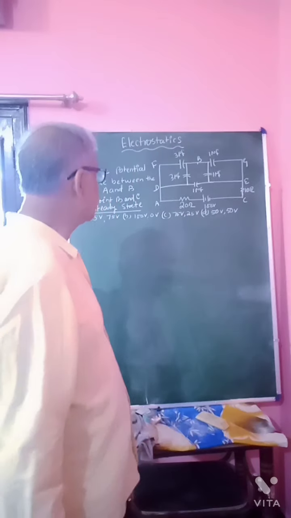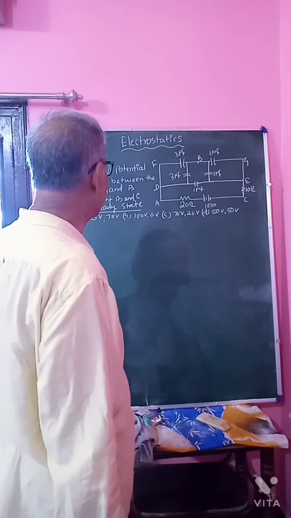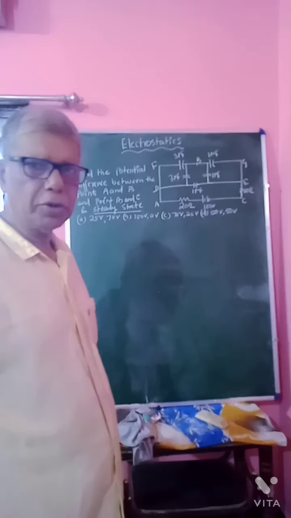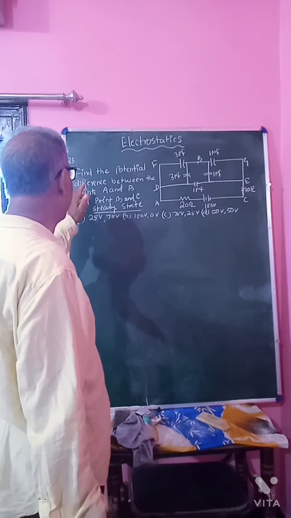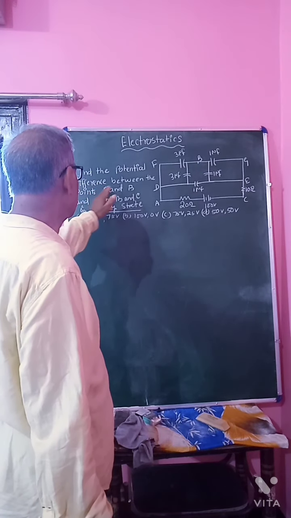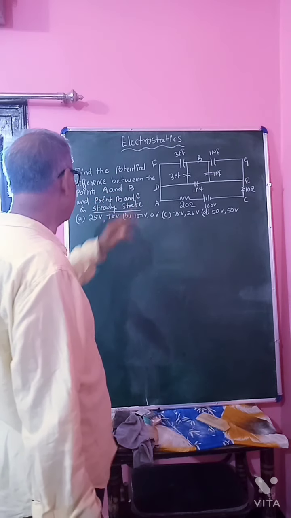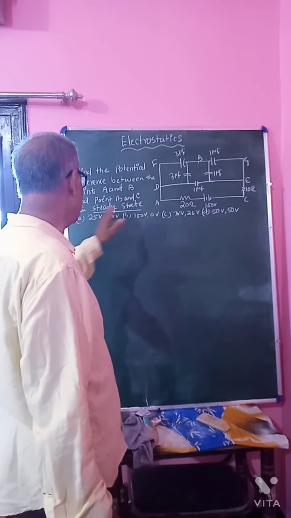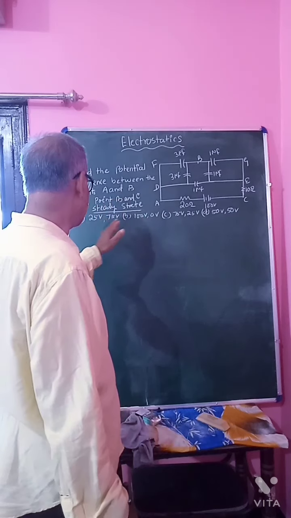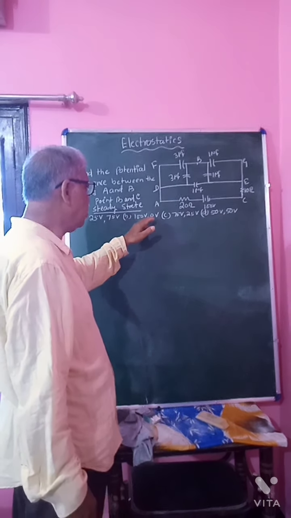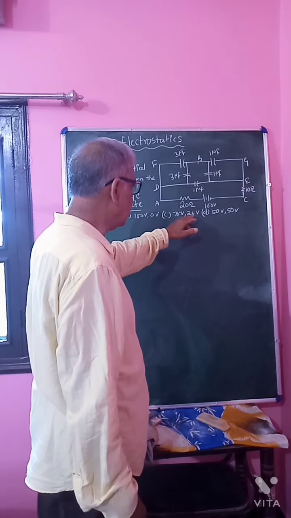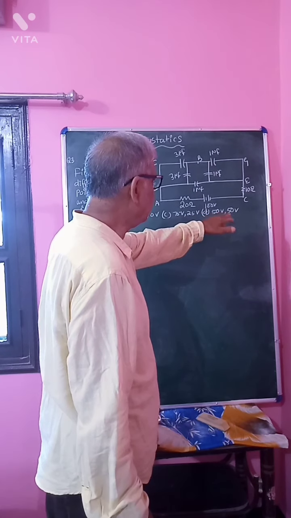I shall discuss a question on electrostatics. This is the third question in the series. Now, find the potential difference between the points A and B and points B and C in steady state. Choices are 25 volt, 75 volt, 100 volt, 0 volt, 75 volt, 25 volt, 50 volt, 50 volt.